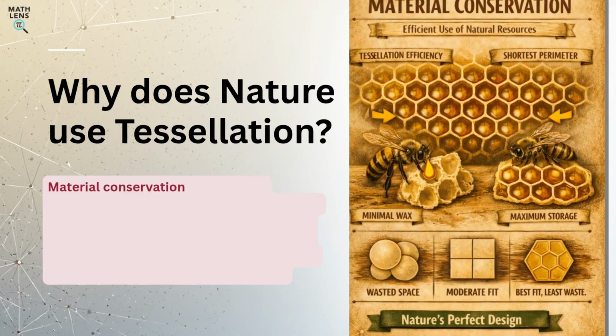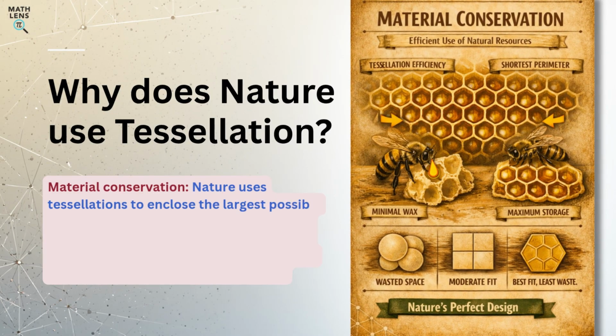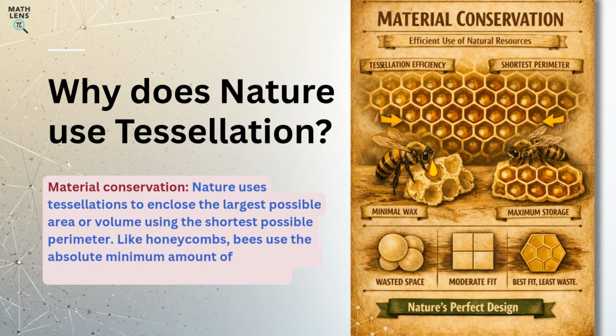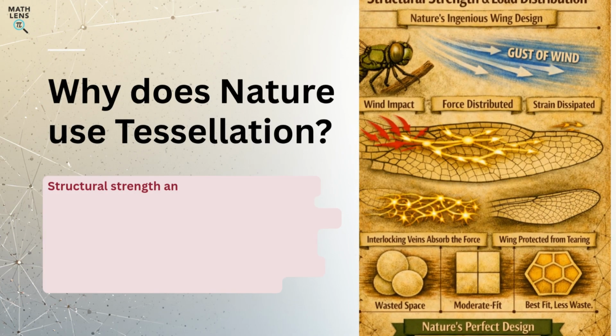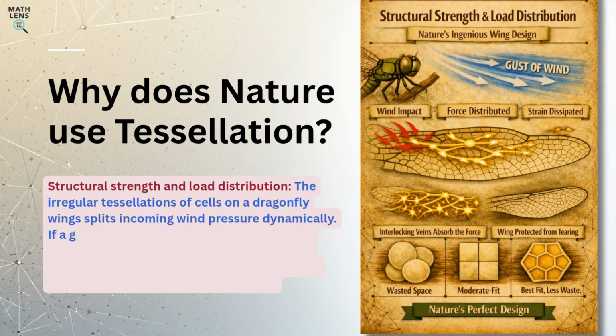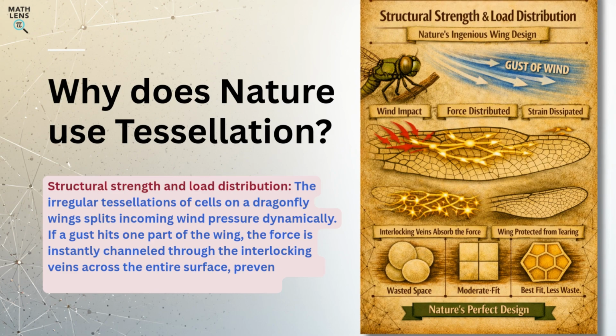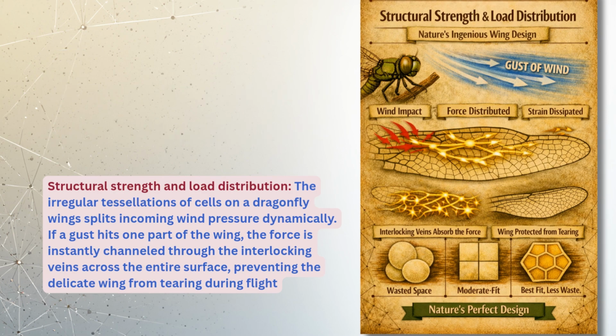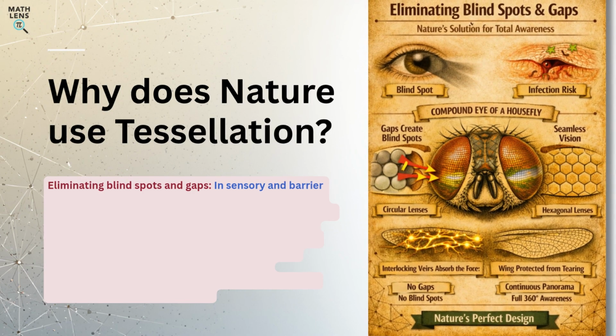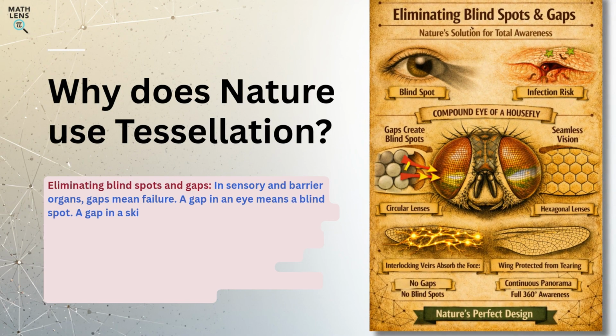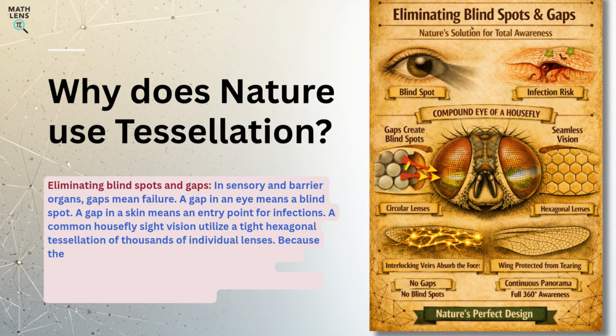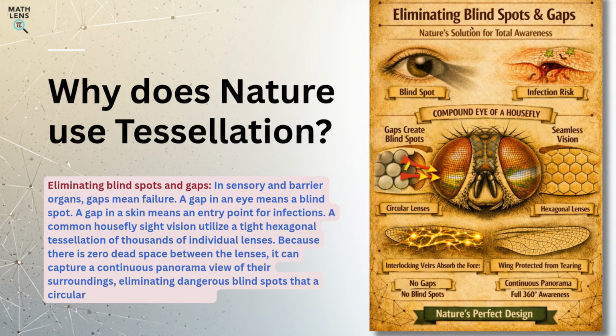Nature heavily relies on tessellation for three main reasons: material conservation. Tessellation maximizes area while minimizing resources, as seen in honeycombs, where bees use minimal wax for maximum storage. Structural strength. Tessellations provide excellent load distribution, exemplified by dragonfly wings that withstand wind pressure through their interlocking veins. Elimination of blind spots. Tessellations create tightly packed structures, like the hexagonal lenses in housefly eyes, ensuring a panoramic view without blind spots. These principles highlight nature's efficiency and brilliance, paving the way for human adaptations in various fields.